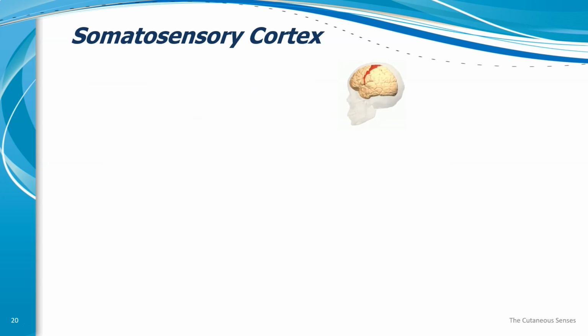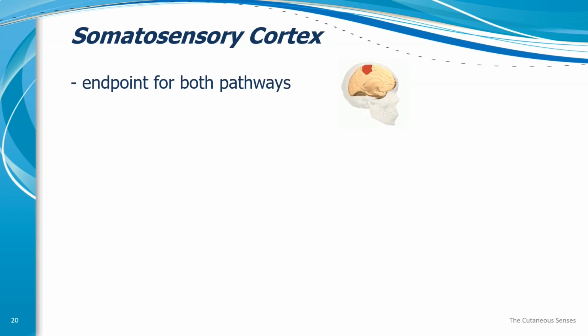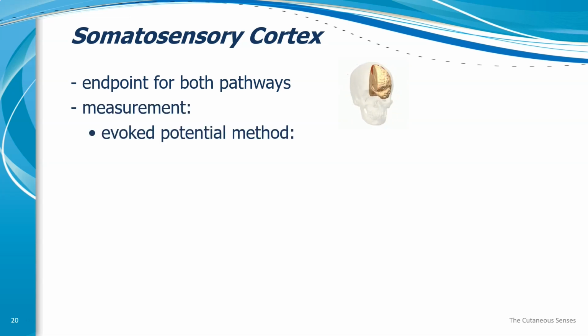So the somatosensory cortex, the primary somatosensory cortex, is in the parietal lobe, and it is basically just behind the central sulcus, which is a deep groove. So both pathways do go to this part of the brain. Now here's what we know about this part of the brain and how we know it. So there's a couple of different techniques.